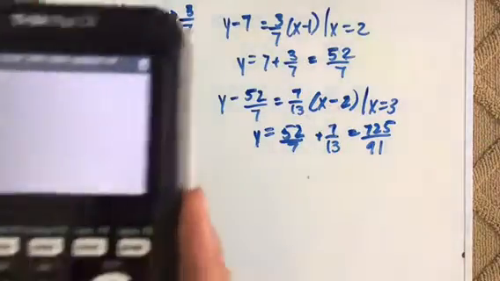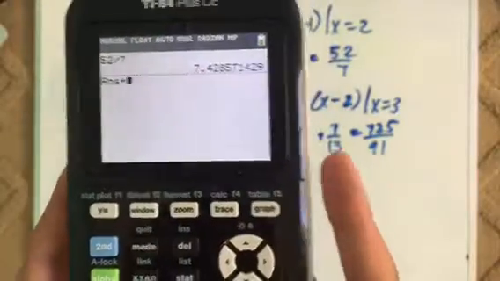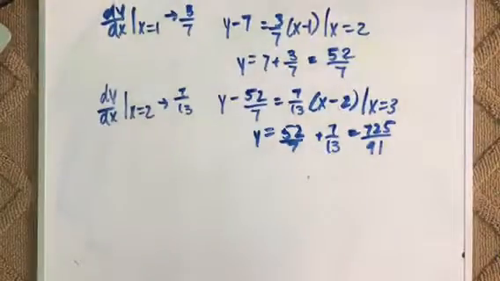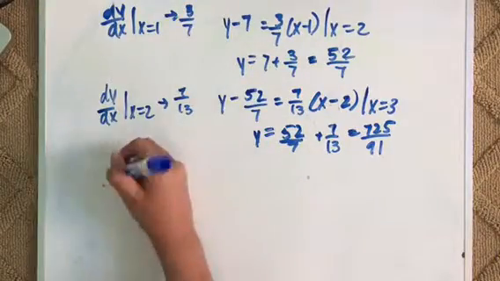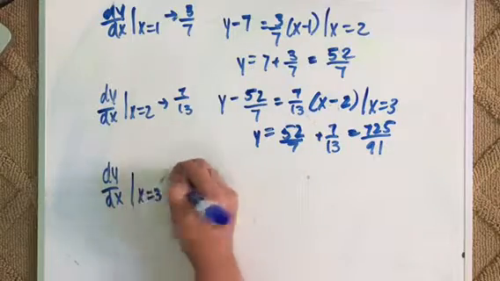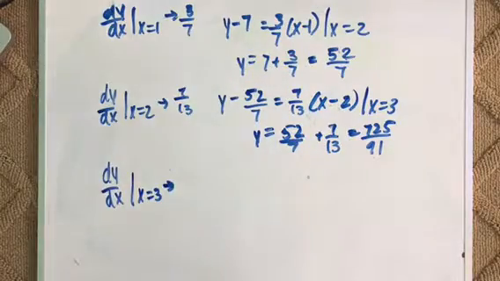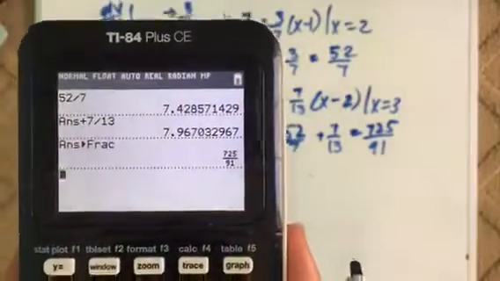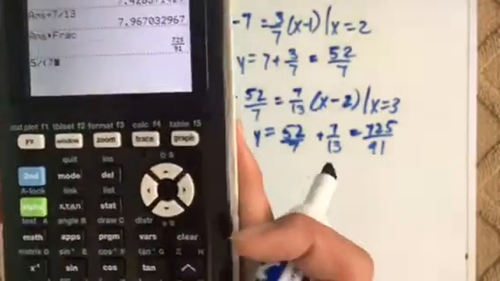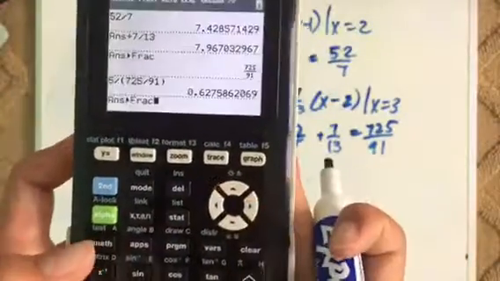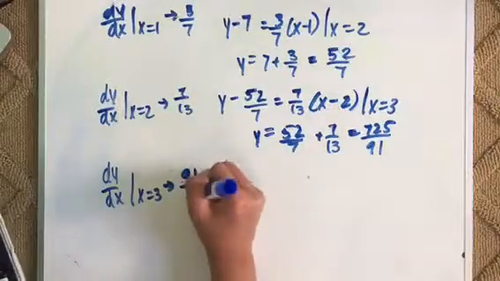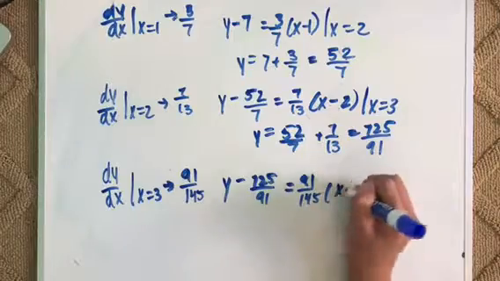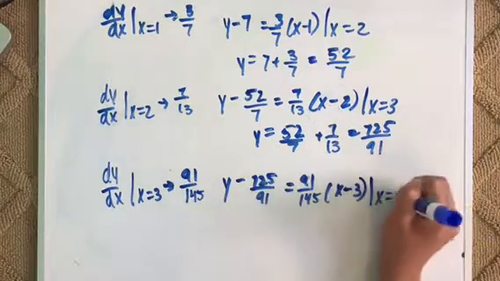To get that, since this is a calculator problem, we can just plug it into our calculator and we get decimals, but then you just convert your answer into fraction form, which is just 725 over 91. Then we have the third step, dy/dx at x equals 3, to get our slope again, which is 91 over 145. I plugged that into my calculator and I got that. Then I plugged it into the point-slope form again, which is y minus 725 over 91 equals 91 over 145 times x minus 3.